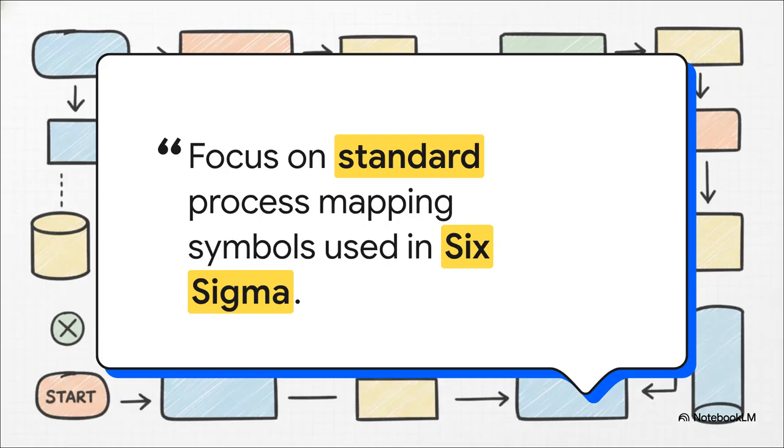So let's bring it all together. The symbols we've just covered, they're not just for passing a test. They are the instruments you use to conduct a real business diagnosis. They are how you move from saying, I think the problem is, to I can prove the problem is right here. This is the skill that separates amateur problem solvers from the professional change agents who deliver measurable bottom-line results.